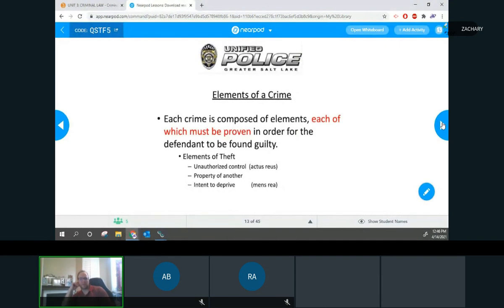Elements of a crime. Each crime is composed of elements, each of which must be proven in order for the defendant to be found guilty, okay? So elements of theft. This is written into the code, or basically the legislative law. For example, with theft, you have unauthorized control, okay? Property of another person, and the intent to deprive. So you have to prove all those three things in order to prove it to the courts and to the jury.